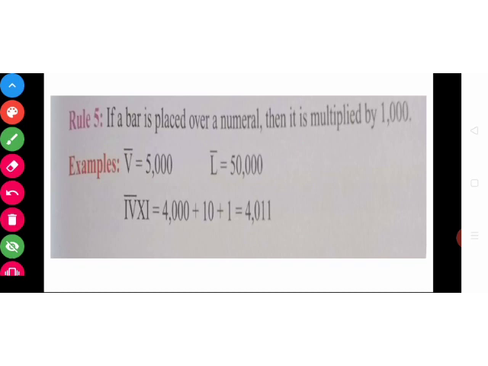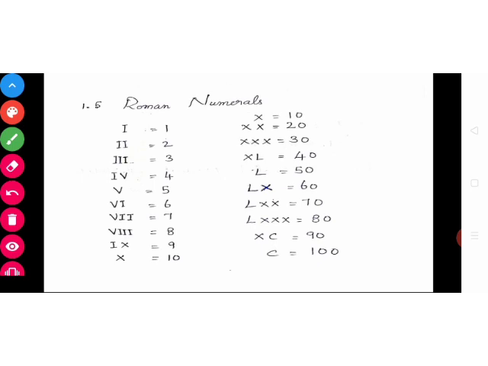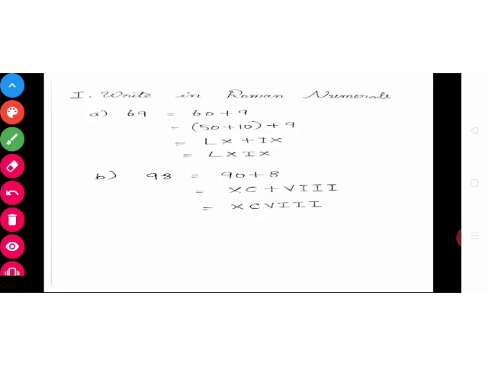And look at one more example. This symbol represents number 4. So 4 into 1000 is 4000. This symbol represents the number 10 and this symbol represents the number 1. So your answer is 4011. So here the Roman numerals and the numbers they represent are given. Using this we are going to solve the problems.